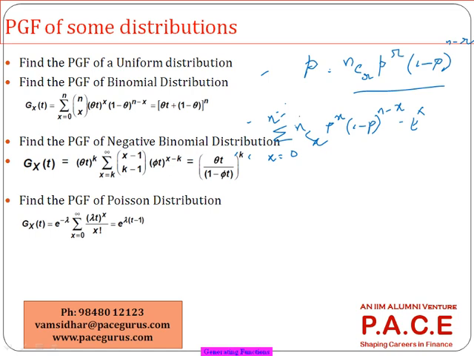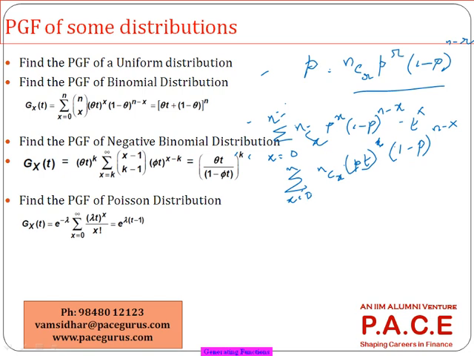Now as a simplification, what is it becoming? Sigma x equal to 0 to n, nCx, p power x and t power x, I'll combine and say (pt) power x, into 1 minus p to the power n minus x.